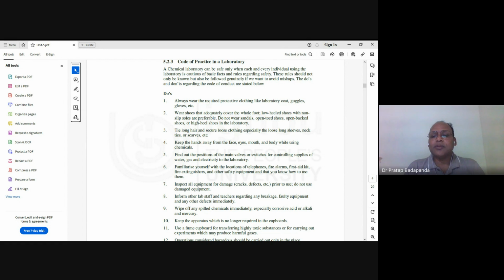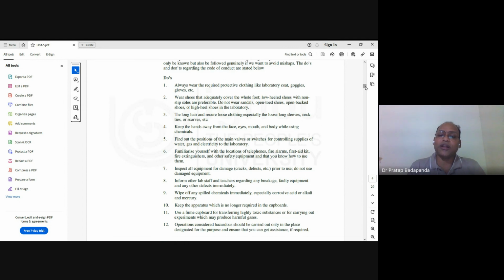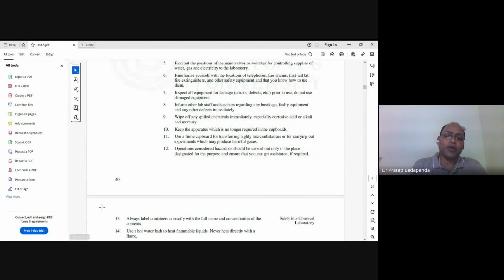Inspect all equipment for damage prior to use. Don't use damaged equipment. As we have discussed, if there is any kind of faulty equipment, don't use it. It will spoil your experiment. You might need to put down 2 drops, but with faulty equipment it may be 10 drops, and it might be more reactive in nature. Next, inform other lab staff and teachers immediately regarding any breakage, faulty equipment, and any other defects.